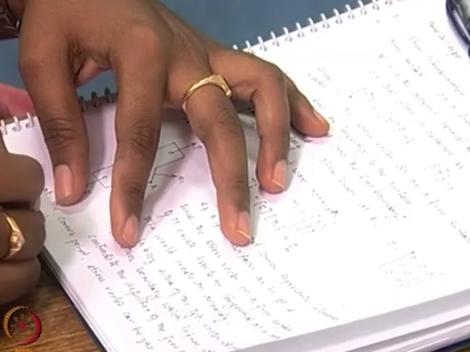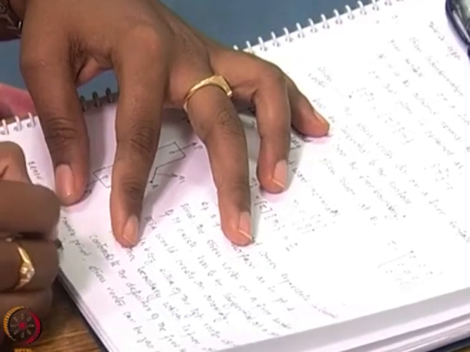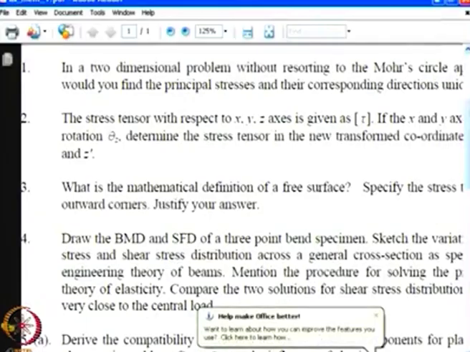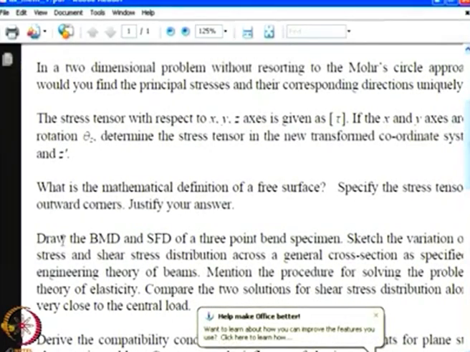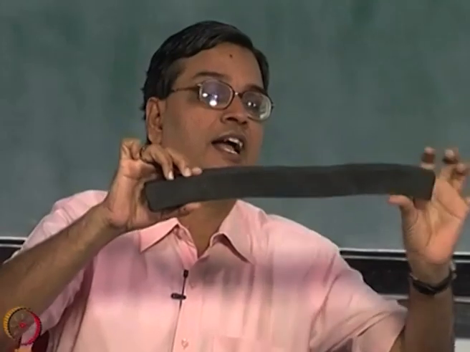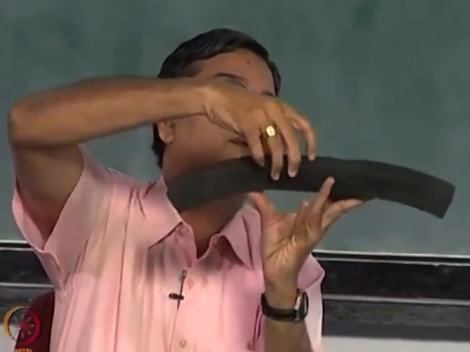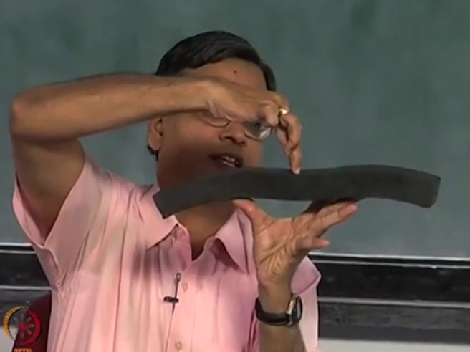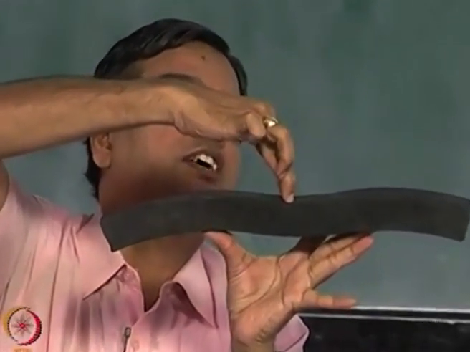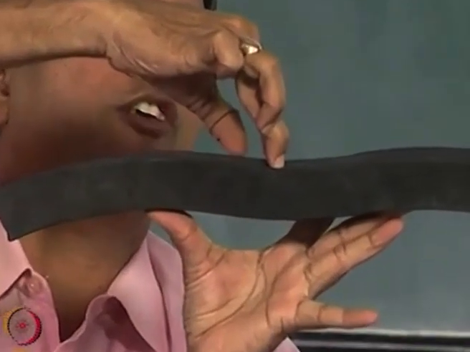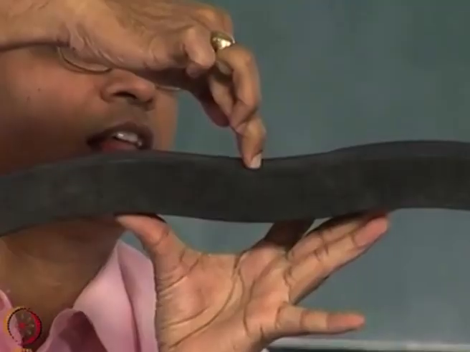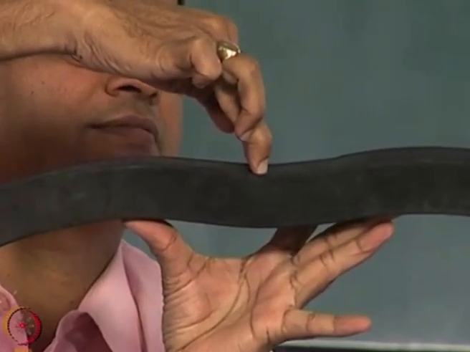So, what I have here is a set of only 5 simple problems, and the next problem is essentially that you have to find out the shear distribution on a 3-point bend specimen. Suppose I have this as the beam and I have supported it like this, and I put a sharp load like this. Now, from your strength of materials, if I want to find out the shear distribution over the depth, what is the variation?